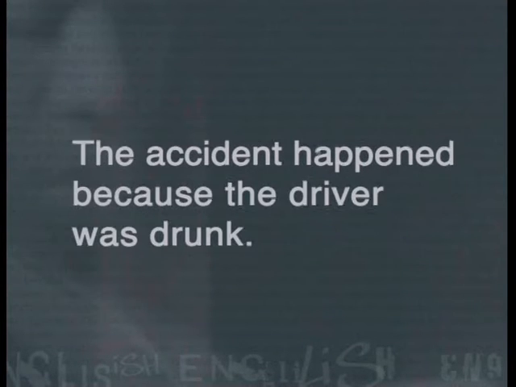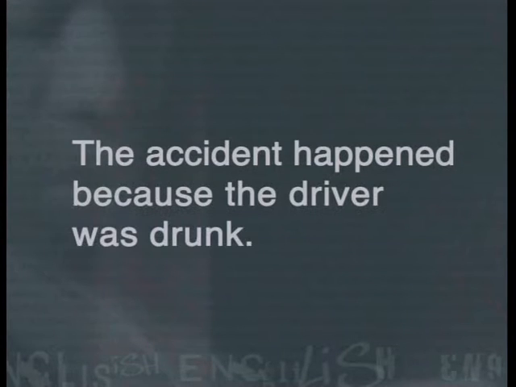Now let's look at another type of sentence called a complex sentence. You will use this sentence when you want to talk about one thing only, but you need to give the reader some extra information. Let's look at some examples. The accident happened at the intersection. The accident happened after midnight. The accident happened because the driver was drunk.